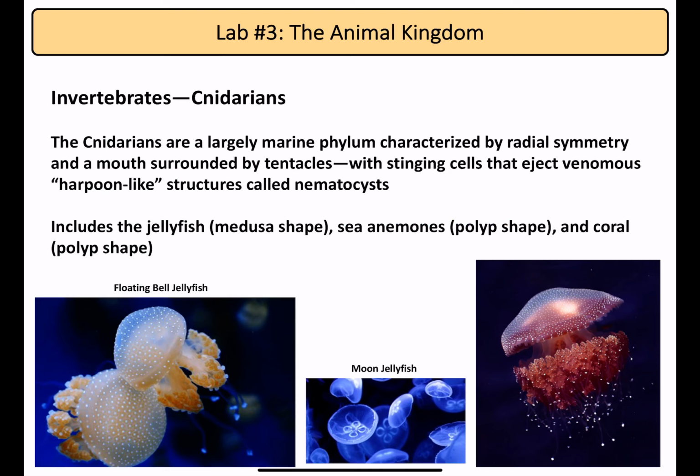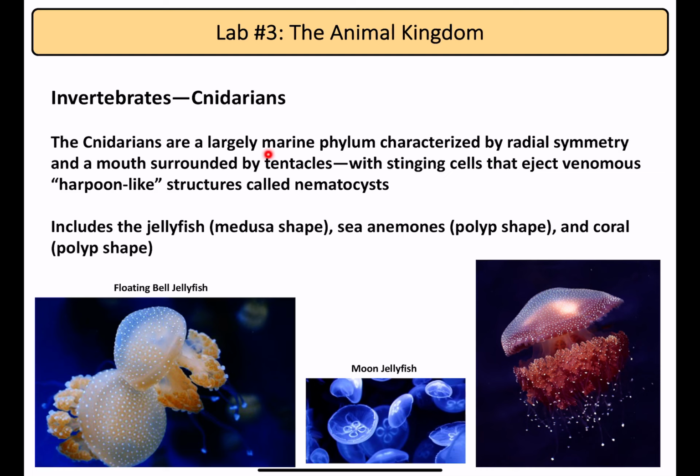That is to say, if you were to cut a line down the center point of the sea anemone or the jellyfish, as long as you cross the center, you're going to get roughly 2 equal mirror halves. So they have many planes of symmetry. That's radial symmetry.